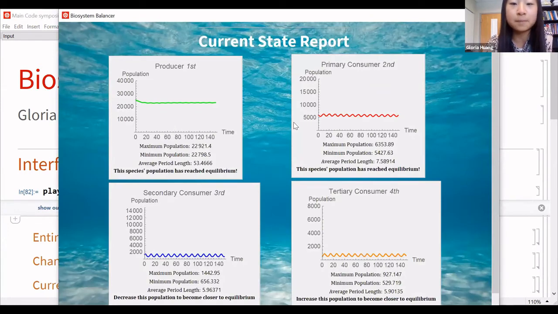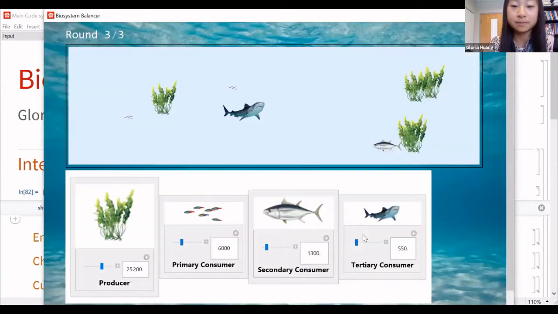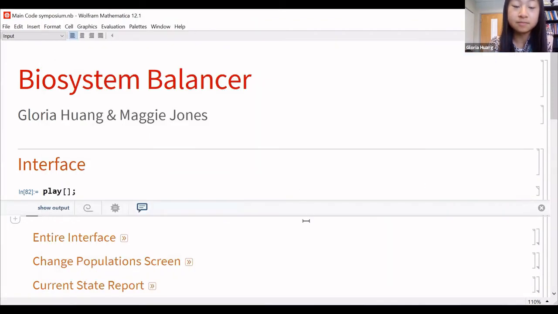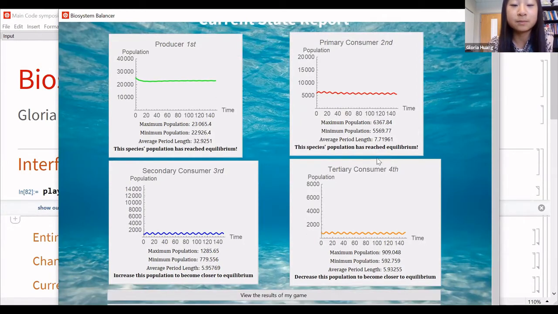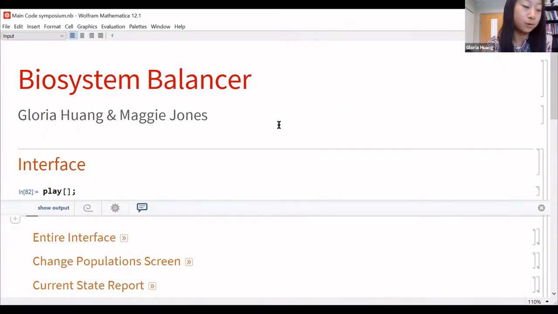So now the first two populations have reached equilibrium, and now we need to decrease the secondary and increase the tertiary consumer. So let's do that on the last round to try to reach equilibrium. So I will decrease this and then increase the tertiary consumer. And now we did not win this game, but we got two populations in equilibrium, and now we can click view the results of my game to get to the end of game report.